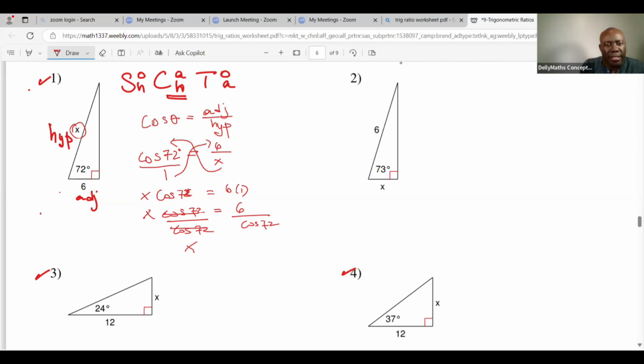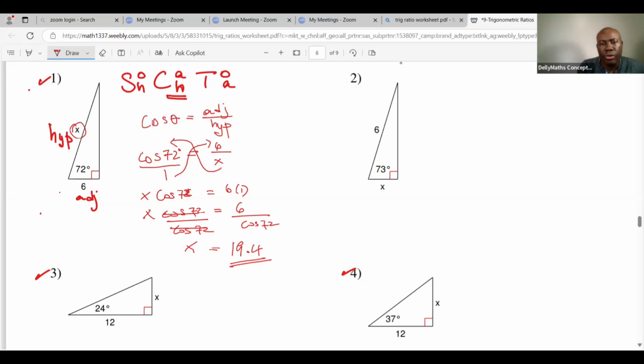So x is equal to 6 divided by the cosine of 72 degrees. Make sure your calculator is in degrees. And we're getting 19.4, to 1 decimal place. All right, so that's number 1.